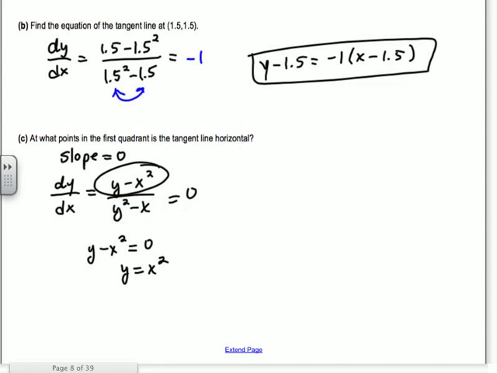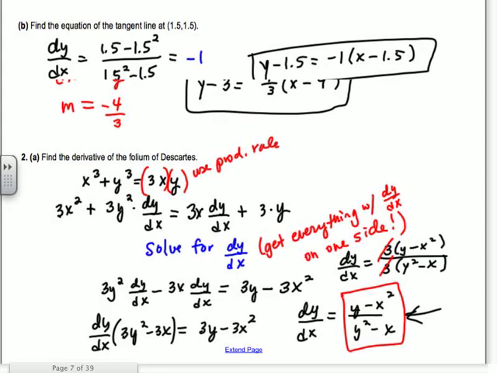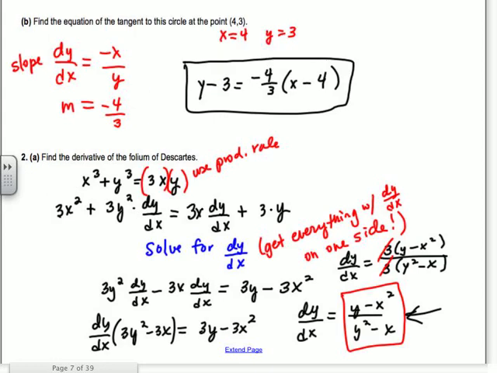Okay, so here's the trick. So I know y is equal to x squared. So go back to your original. So I have x cubed plus y cubed equals 3xy.